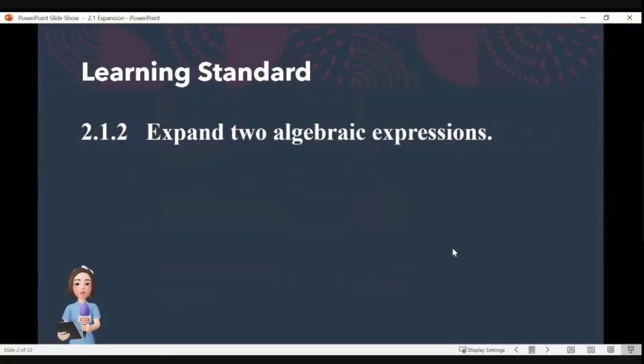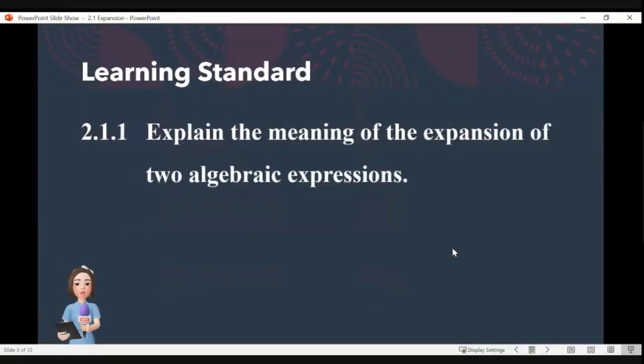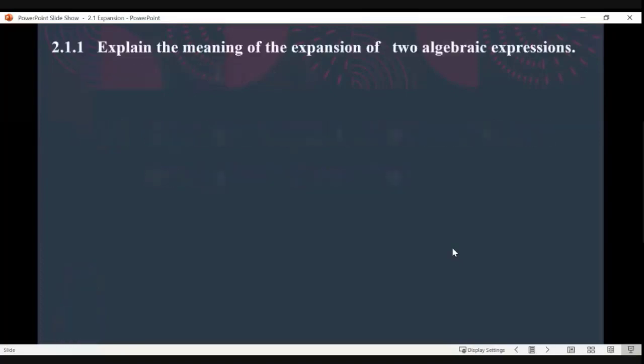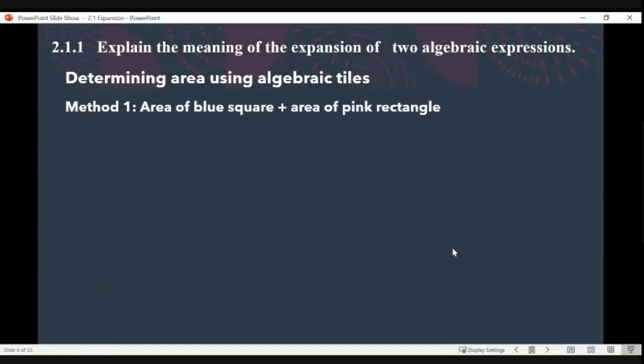So 2.1.1 is to explain the meaning of the expansion of two algebraic expressions. So how do we explain the meaning of the expansion of two algebraic expressions? Before I explain to you the meaning of the expansions, let's have a look at the algebraic house. We can use it to find the area, with two methods. Actually, this activity is given in the textbook.